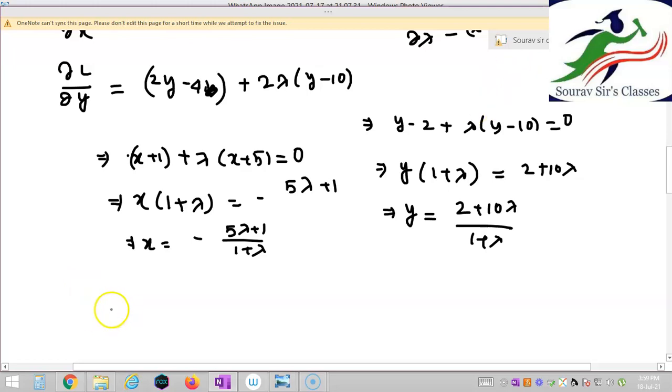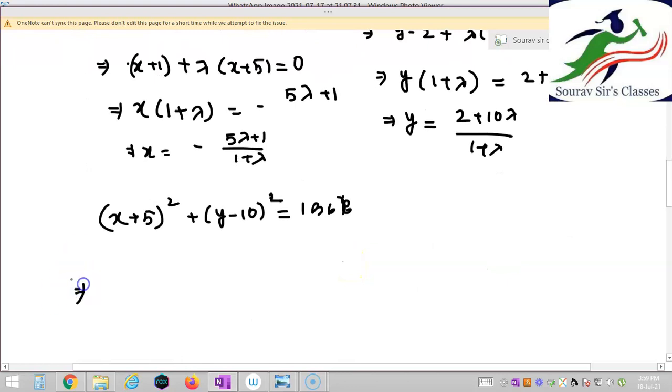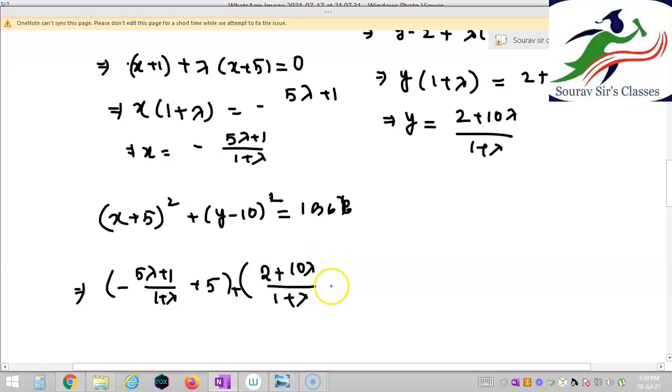Now equating this with 0, I will get (x plus 5) whole square plus (y minus 10) whole square is equal to 196, right? So now I am going to put the values of these. The value of x is (minus 5 lambda minus 1) by (1 plus lambda), plus 5. The value of y is (2 plus 10 lambda) by (1 plus lambda), minus 10, is equal to 196.